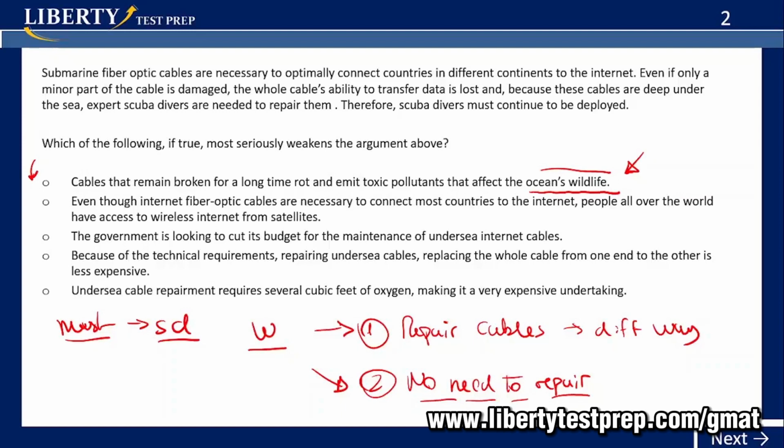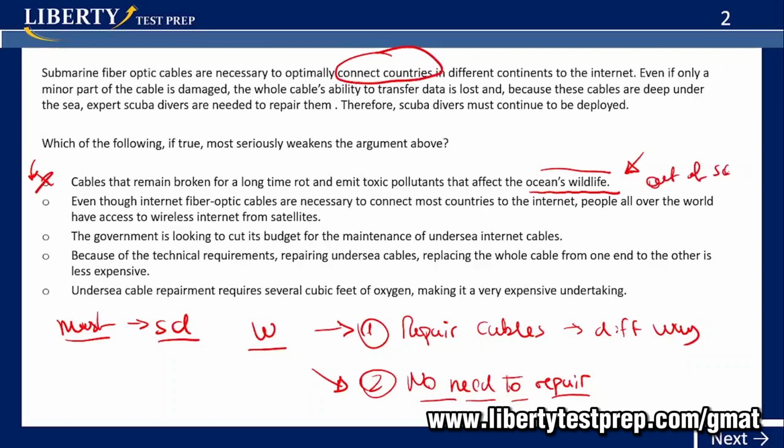So yeah, I mean, this one seems like a bad thing, that it's gonna emit pollutants, but that's not, according to the argument, that's not important for us. We don't care about damaging the environment. We care about connecting the countries. So this is out of scope.